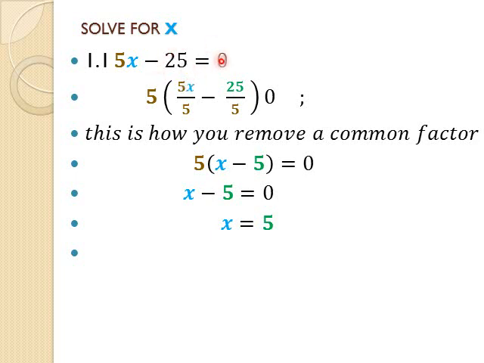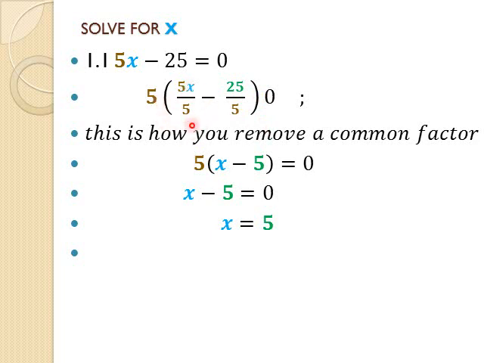So instead of taking the 25 over to make it positive, you can say, between the two, 5 is a common factor, meaning 5 can divide into both of them. If I take out 5, I'm going to say 5x divided by 5 minus 25 divided by 5 equals 0. Right? That's how we remove the common factor.